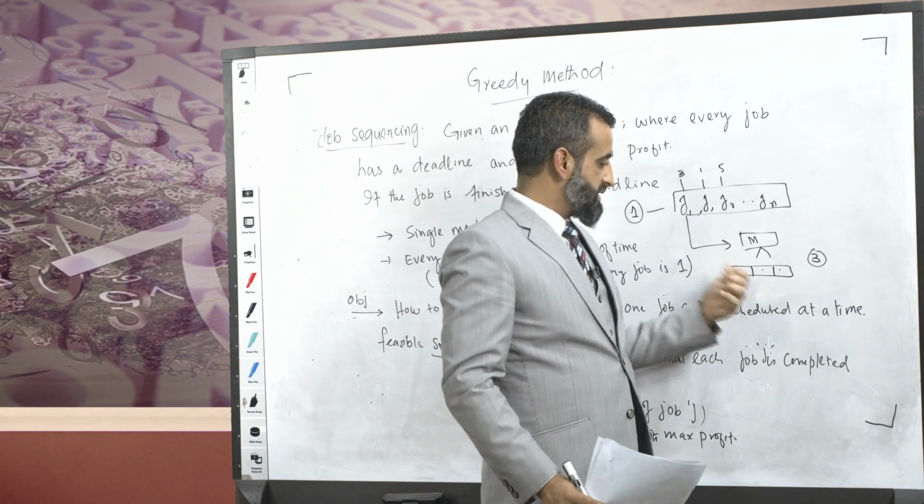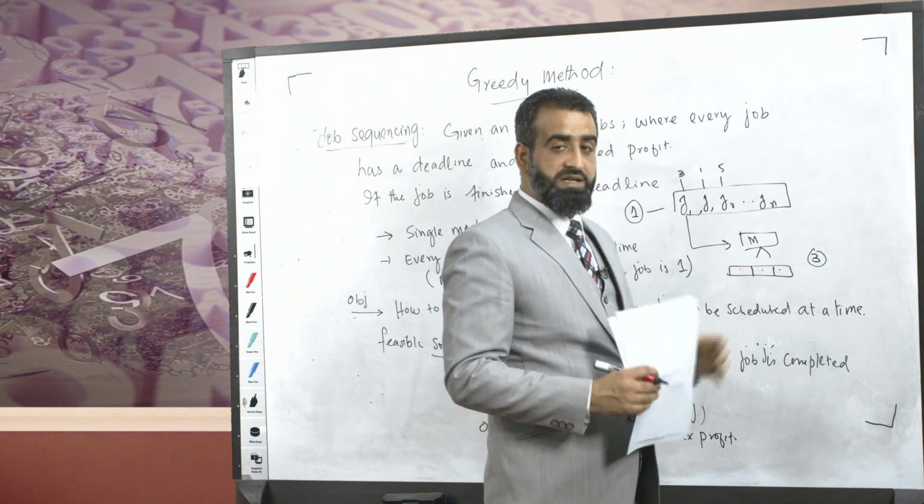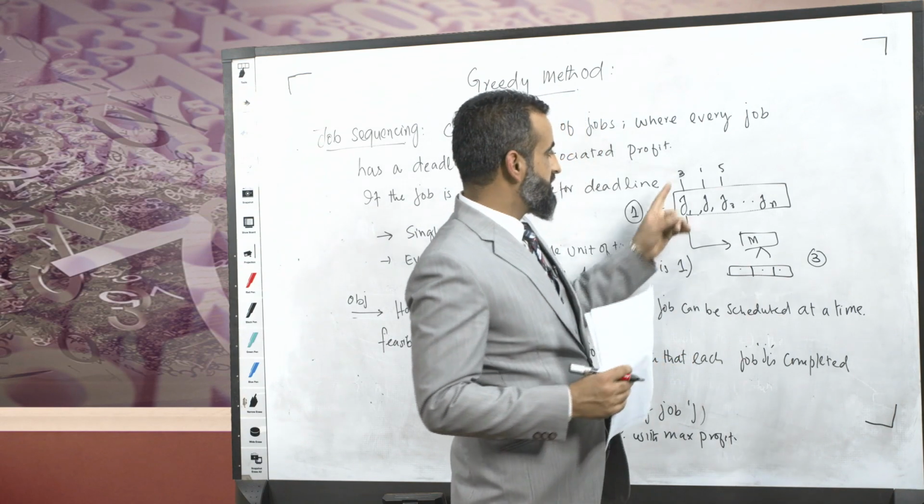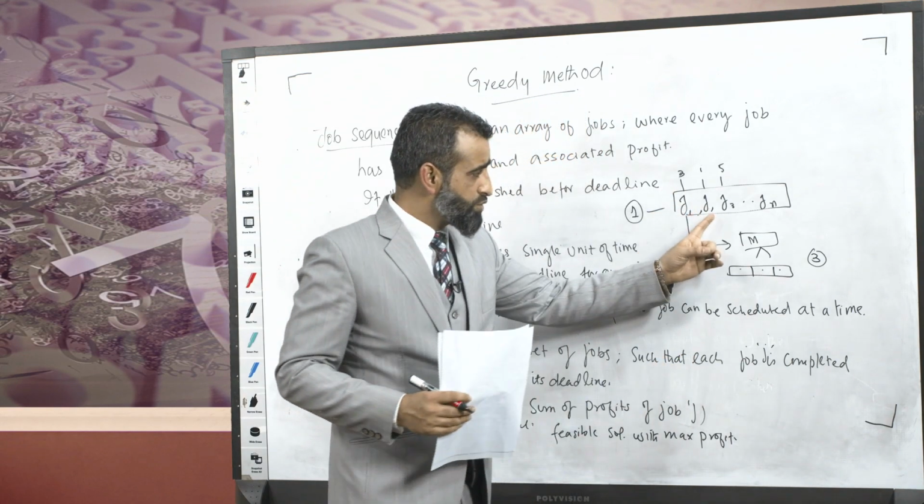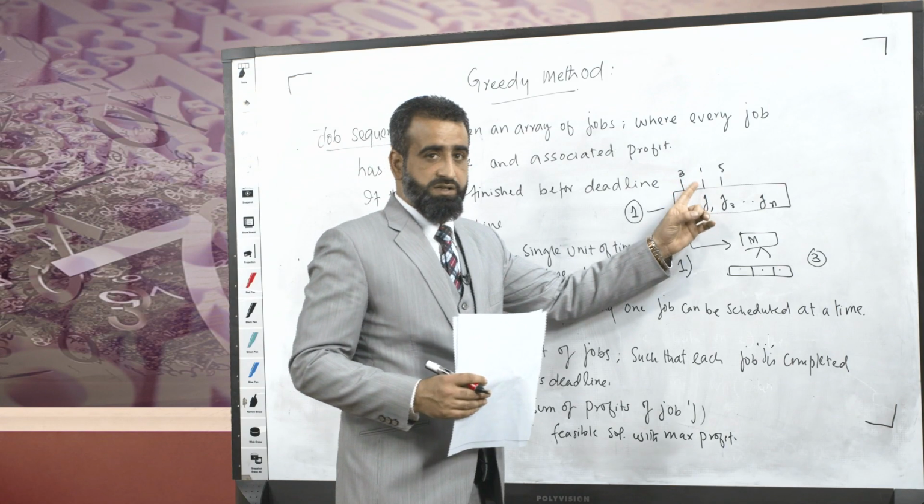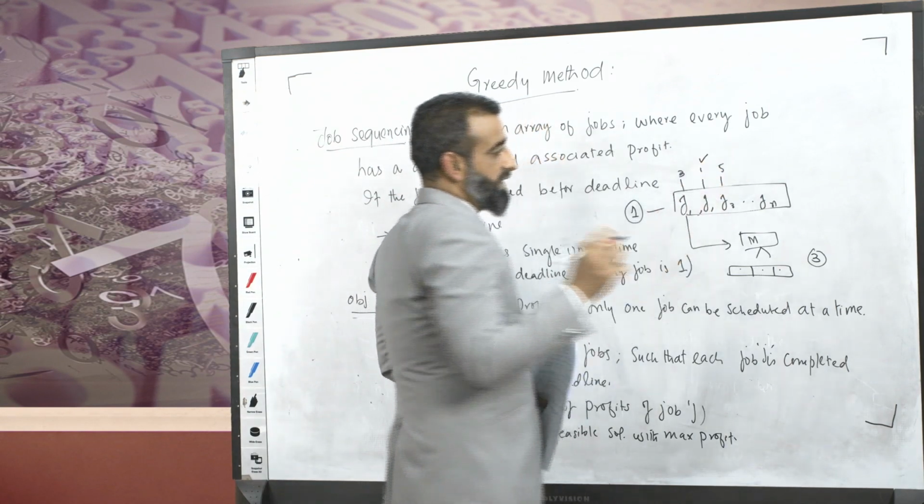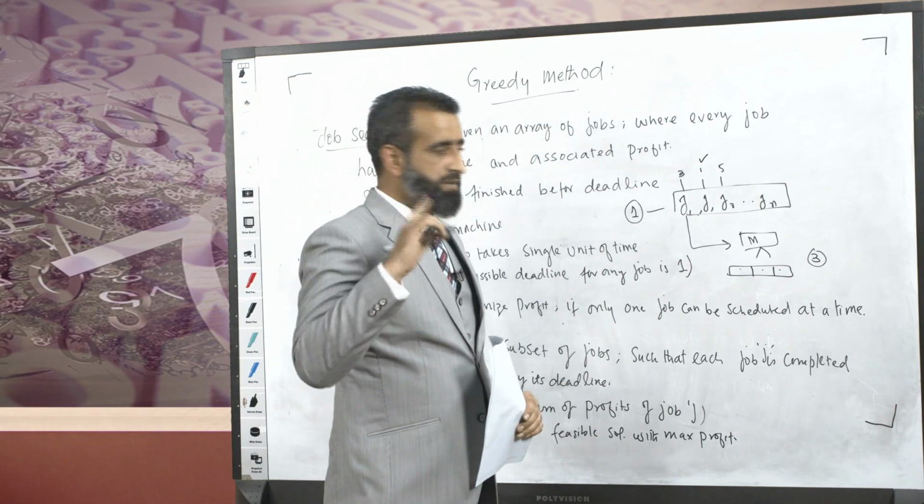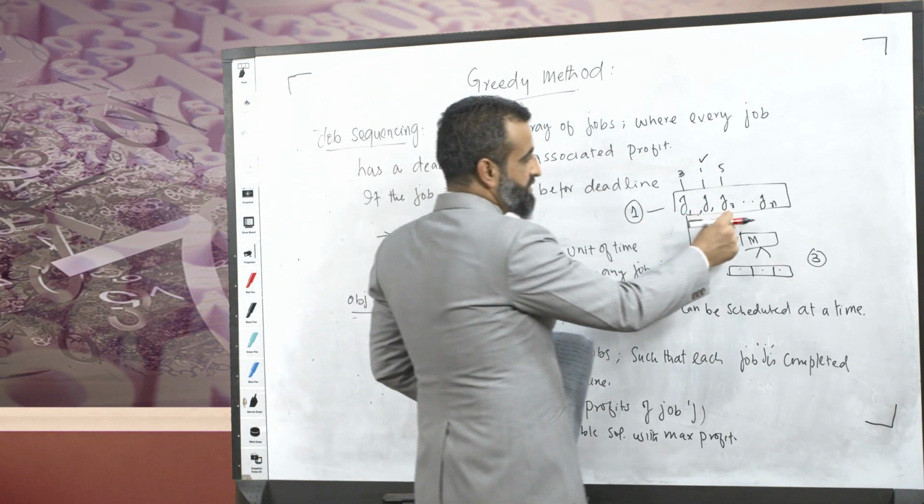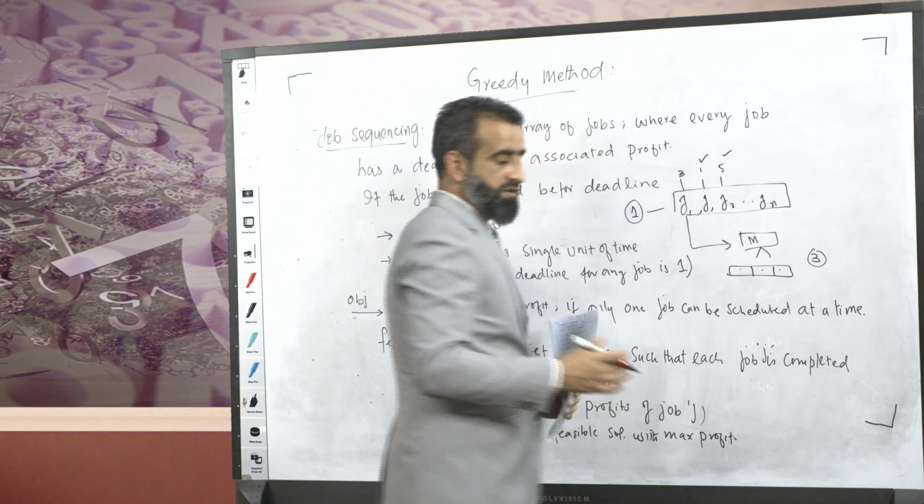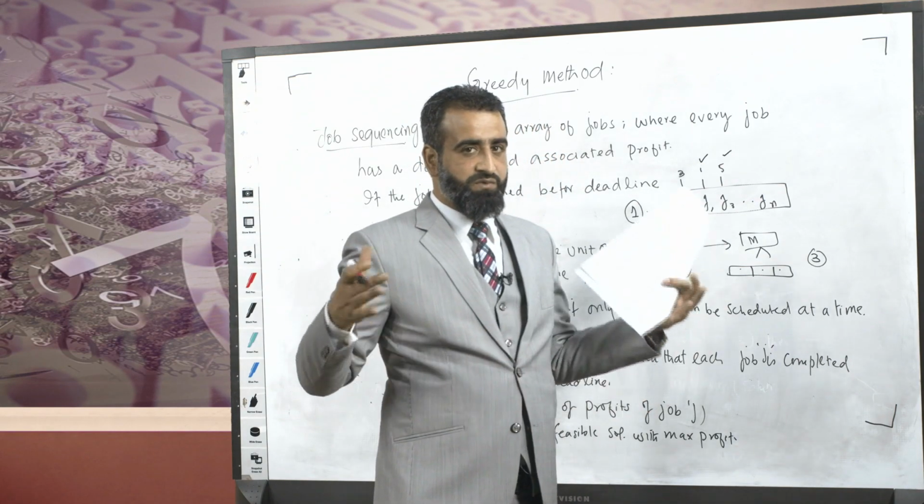It has the flexibility that it can wait for up to 3 units of time, whereas job 2 comparatively cannot wait. Since it has a 1 unit deadline, I need to finish it immediately without any wait. But in the case of J3 we have a deadline of 5, that means it has the flexibility of waiting up to 5 units of time.